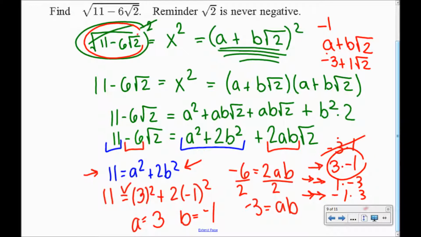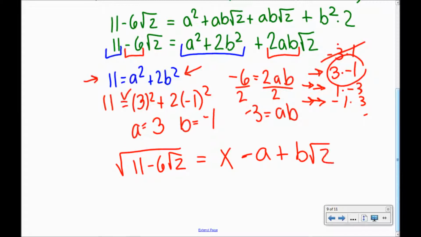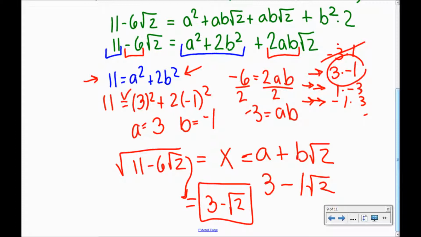Okay, so what does that mean? It means that the square root of 11 minus 6 square root of 2 is equal to x, remember? And x was a plus b square root of 2. Okay, and we just found out that a is 3 and b is negative 1. So we can say this giant square root is equal to 3 minus the square root of 2, which is a much nicer way of presenting it.